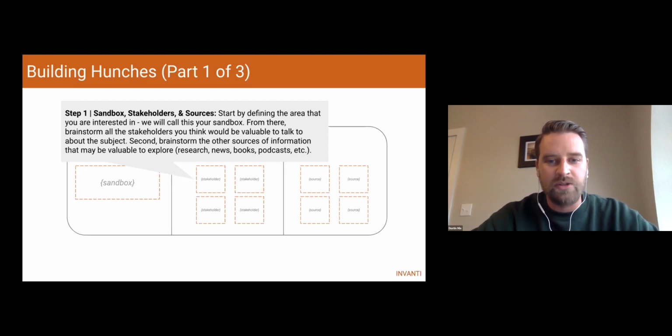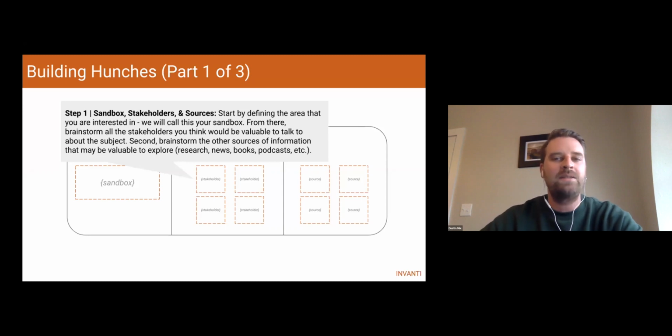Once we have all the stakeholders listed out, the last part of this is thinking about, okay, besides people, what are other sources that we could go to that might have information on this? And this is typically what you all probably think of more as desk research or Google-type research, right?